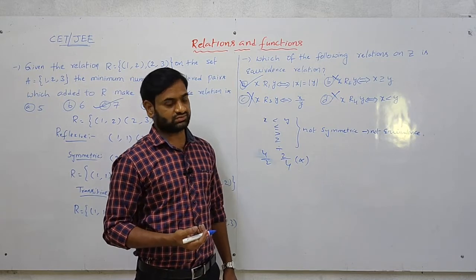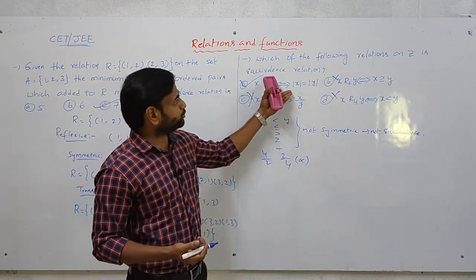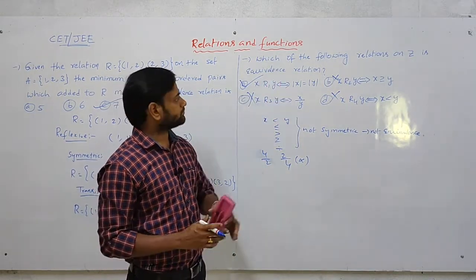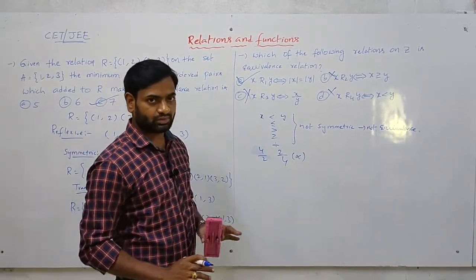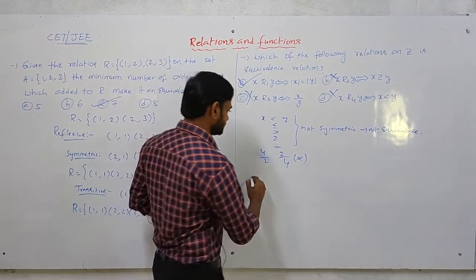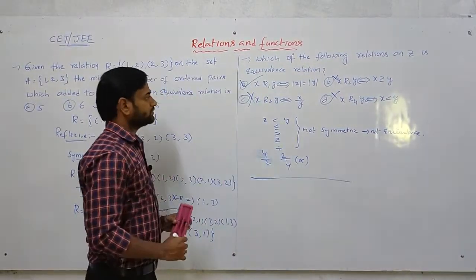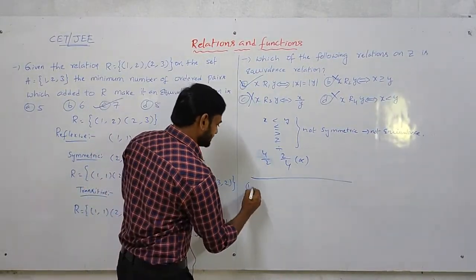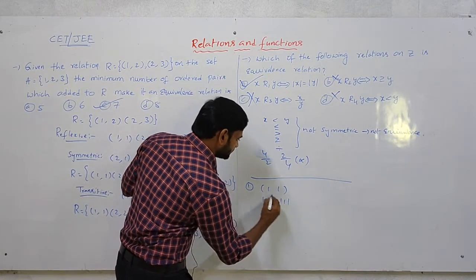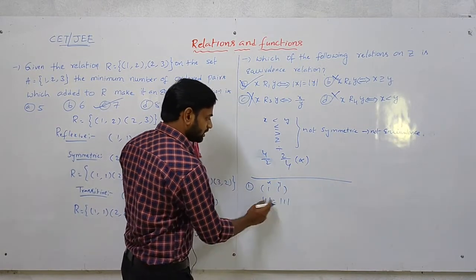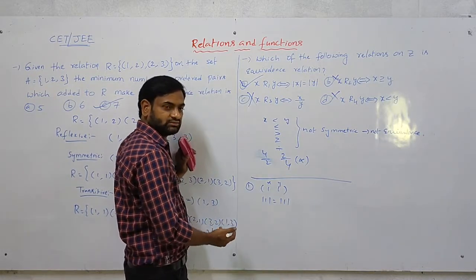Eliminating the answers. So if you want to prove this one, see here. This is the answer you got already, but I am giving more explanation. Now here, first reflexive, 1 comma 1. Mod of 1 equal to mod of 1. This is x, this is y. Mod of 1 equal to mod of 1. That's correct.